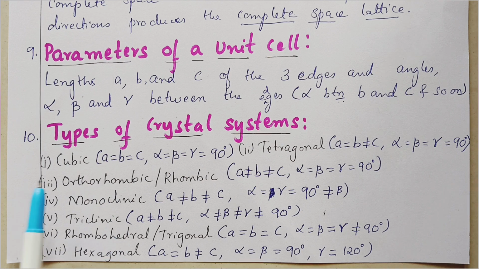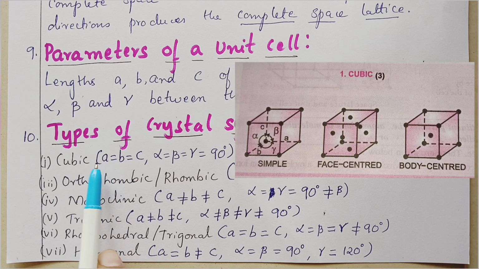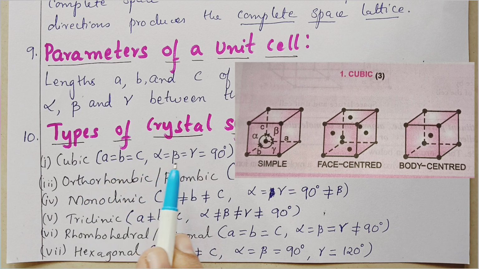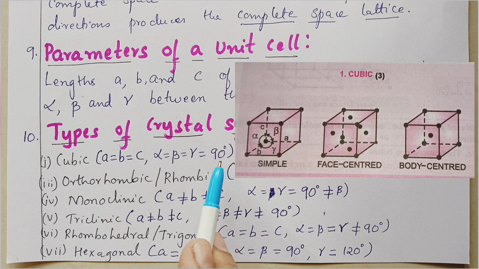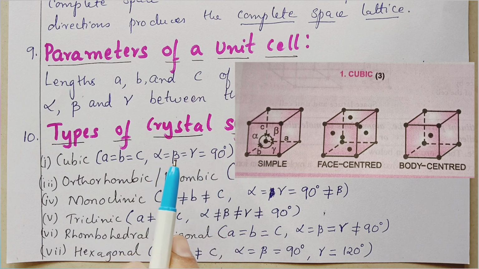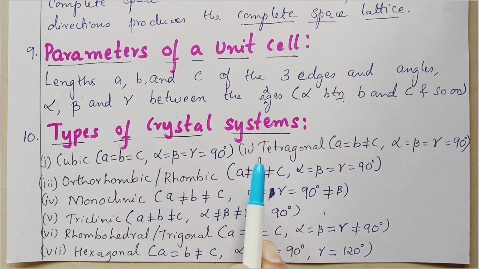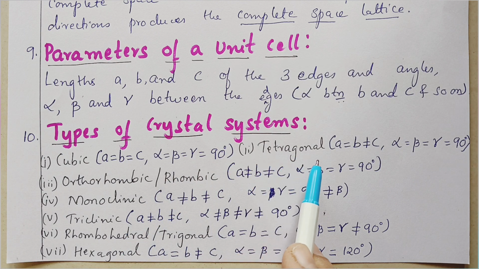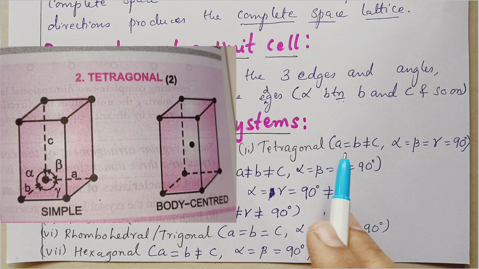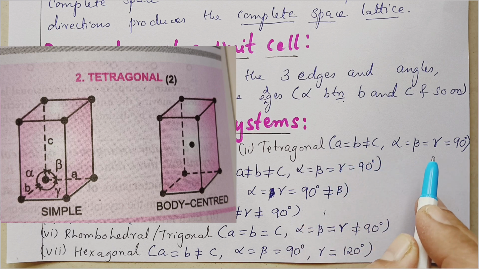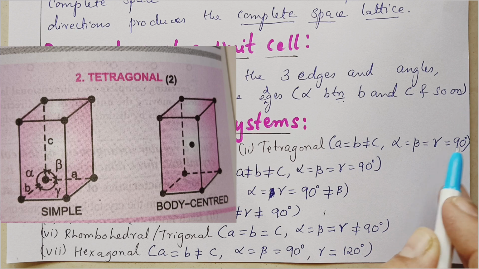Here they are. First one is cubic crystal. Here the three edges are equal. A is equal to B, that is equal to C, and all the three angles are also similar, that is equal to 90 degree. Alpha is equal to beta, that is equal to gamma, that is equal to 90 degree. The second crystal system is tetragonal crystal system. Here A is equal to B, but that is not equal to C. But all the three angles alpha, beta and gamma are equal. They are equal to 90 degree.